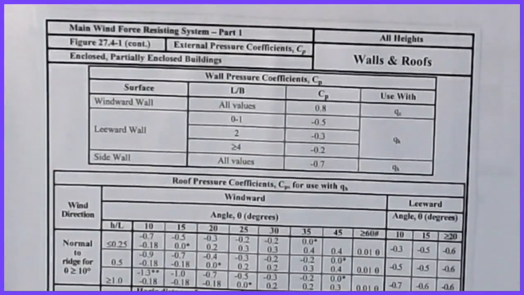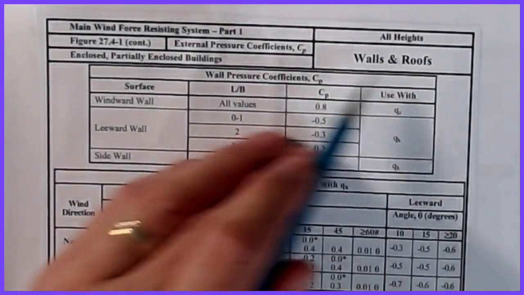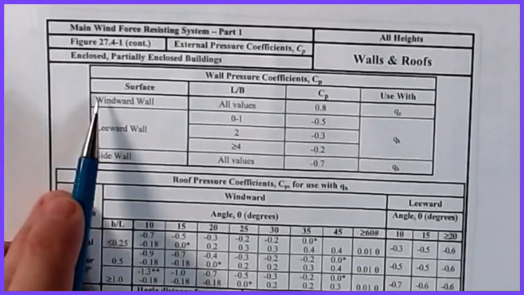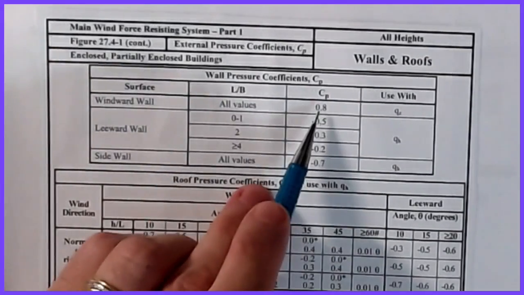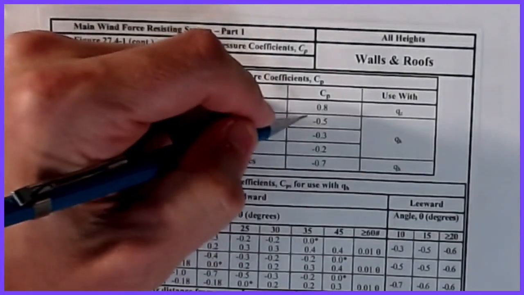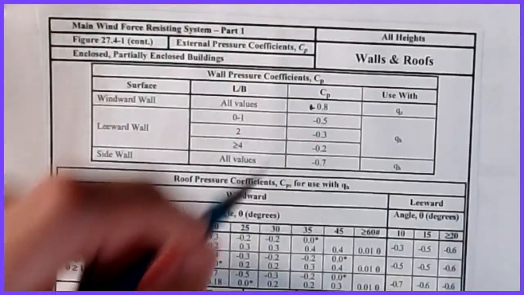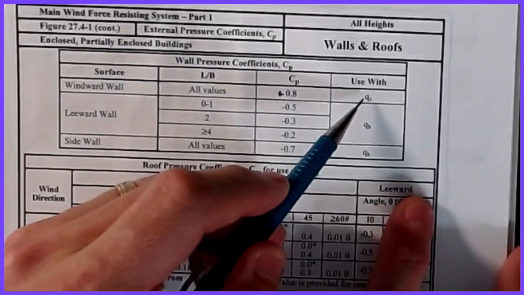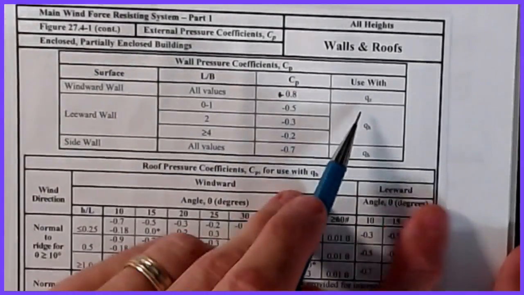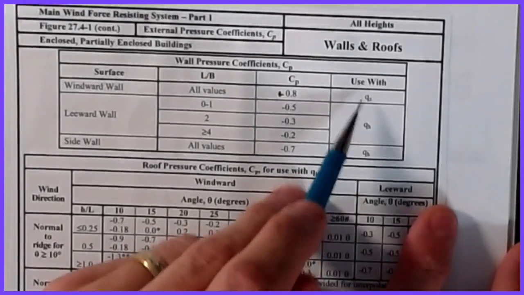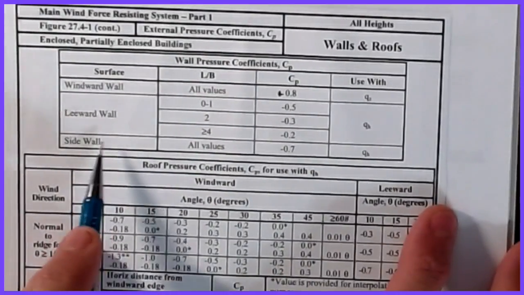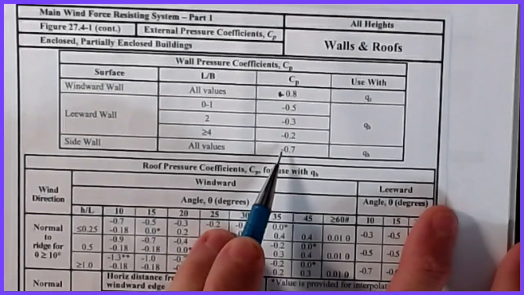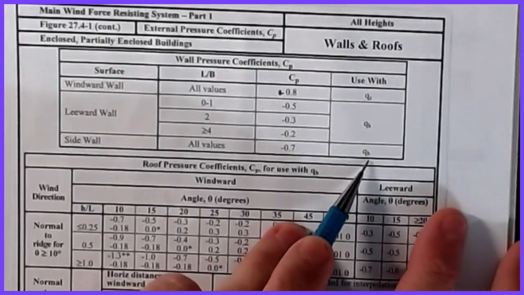For the walls, it's just this little bitty table. I've got my windward wall, my leeward wall, and my side wall. You can see for the windward wall, for all values, CP is a positive 0.8. So again, this has a positive value, implying that the wind is acting into the wall. It's kind of hard to see, but you use that CP value with qz, so they're telling you which q. This is the one that varies with height. For the side walls, also constant, it's a minus 0.7 as a suction force. That's what that minus sign is. And you're going to use that with qh.